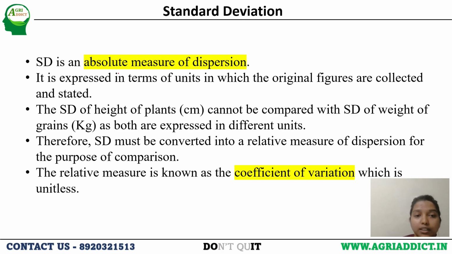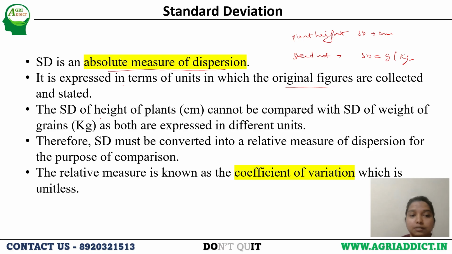Now some important point I have. It is an absolute measure of dispersion. In the first slide also we studied the same. It is expressed in terms of units in which the original figures are collected and stated. For say we are taking the standard deviation for plant height, so the unit for standard deviation will be centimeter. If say we are taking the seed weight, then the standard deviation unit will be gram or kg, in terms of mass.